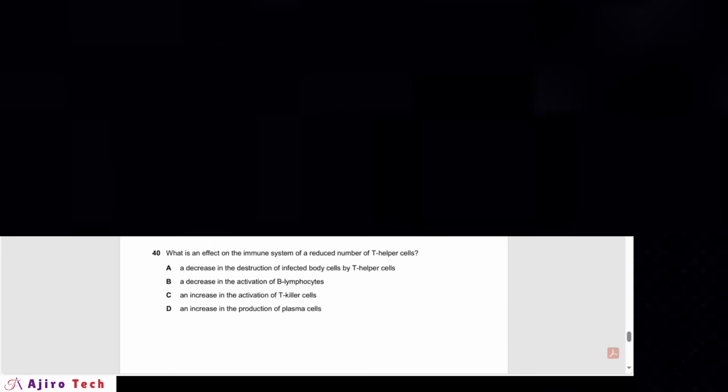What is an effect on the immune system of reduced T helper cells? T helper cells produce cytokines that stimulate both the specific and non-specific immune system, that is both the phagocytes and the lymphocytes. So when you have a reduced number of T helper cells, like we have in the case of HIV/AIDS, HIV attacks T helper cells.